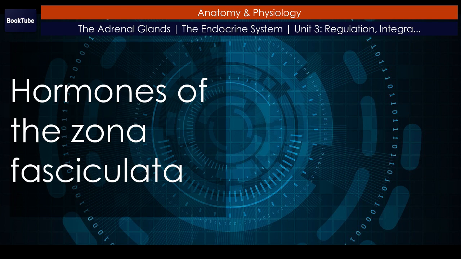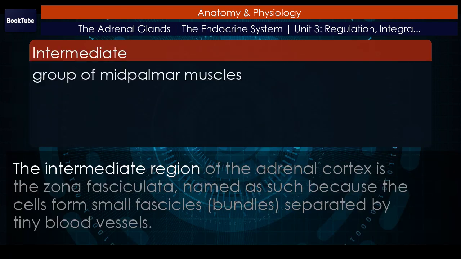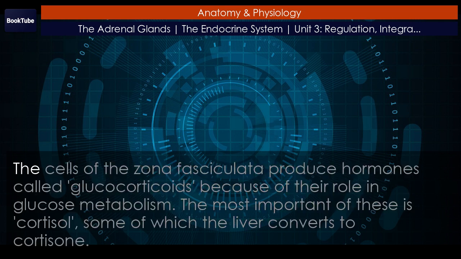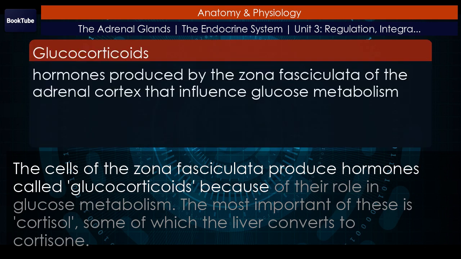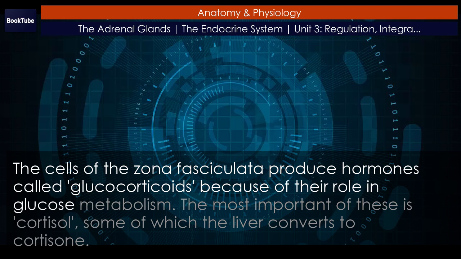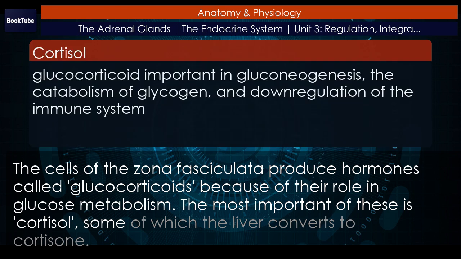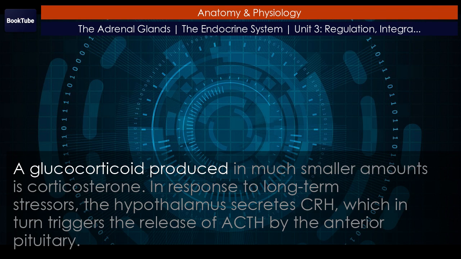Hormones of the zona fasciculata. The intermediate region of the adrenal cortex is the zona fasciculata, named as such because the cells form small fascicles, bundles, separated by tiny blood vessels. The cells of the zona fasciculata produce hormones called glucocorticoids because of their role in glucose metabolism. The most important of these is cortisol, some of which the liver converts to cortisone. A glucocorticoid produced in much smaller amounts is corticosterone.